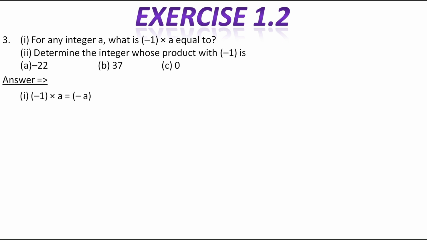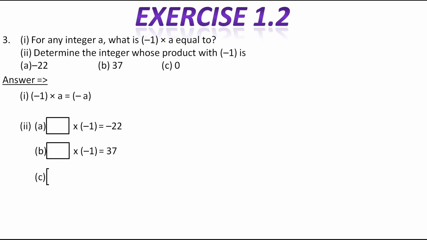Now the second question is, determine the integer whose product with minus 1 is minus 22, plus 37, and 0. So the question is like this. Whenever we multiply any integer with minus 1, we are going to get the answer as minus 22. And when we multiply with minus 1, we are getting the answer 37, and one more answer is 0. So we have to find out what will be the integer here.